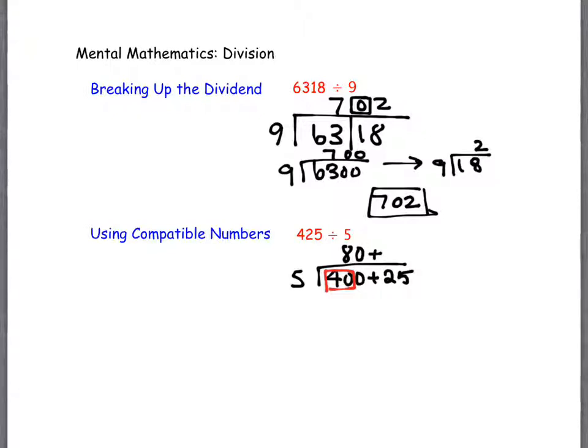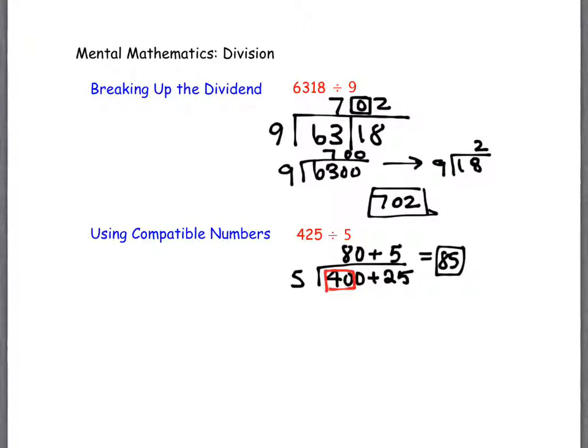And then 5 goes into 25 5 times. So this gives me 85. And this is actually a method that I use quite a bit, where I break it apart. And the first one we broke apart as well. It's just that it broke apart without ever, you saw the 63, right?